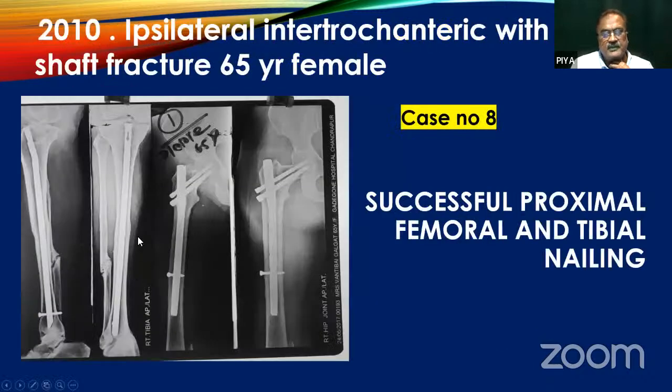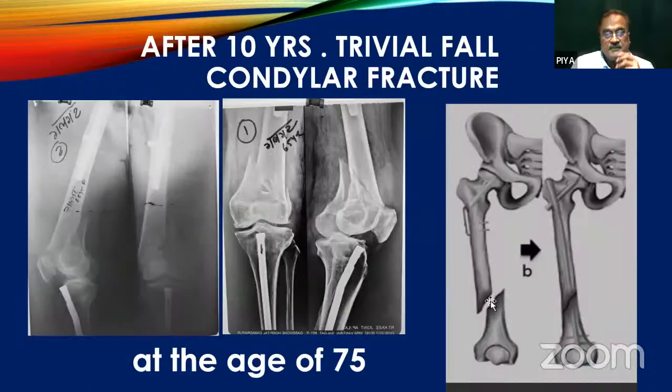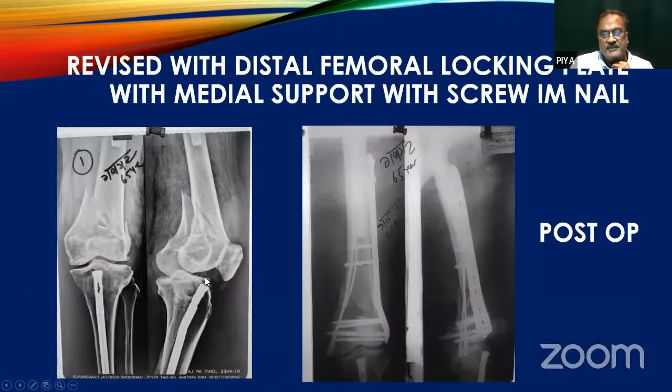This is an example, PFN surgery. A locking nail was done for the tibia, with successful proximal femoral nailing and distal tibia nailing, and the fracture healed. After 10 years of follow-up, you can see a fracture has occurred at the age of 75 in the supracondylar region. These are the common things which can happen here. Ultimately, this was revised with a locking plate, keeping the nail in situ because it was difficult to remove. So these are the fractures.